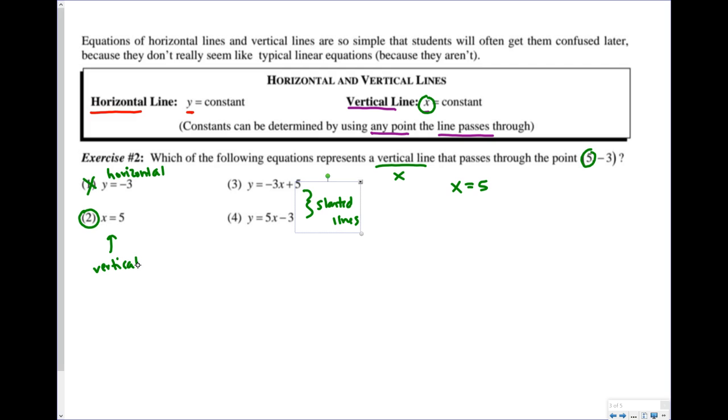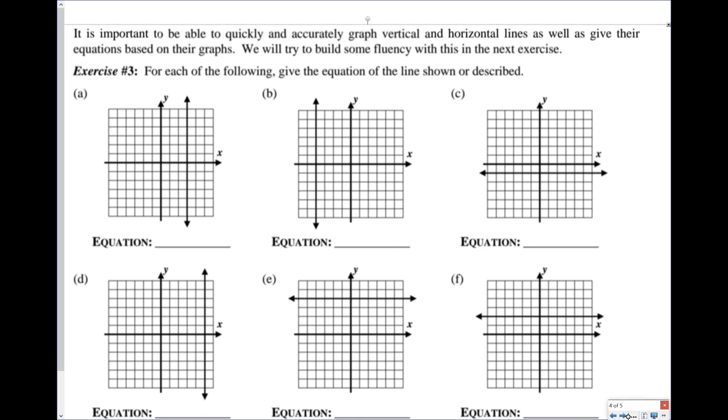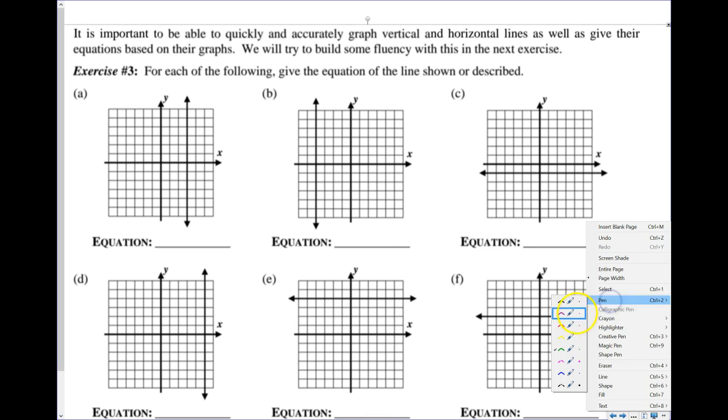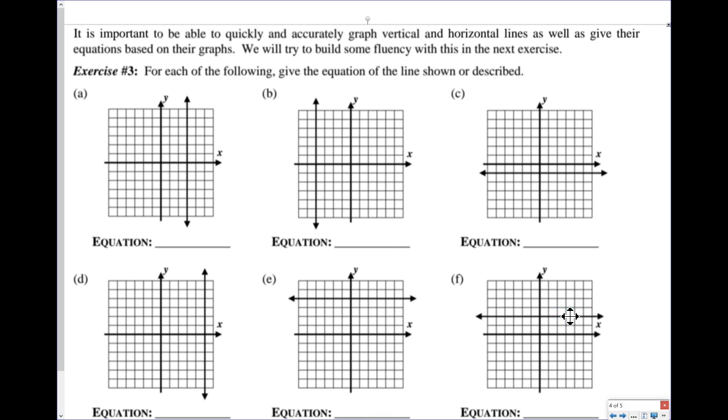Okay? All right. Next exercise. This is a bunch of practice, so I'm going to do a couple here. There are 6 of these problems where they give you a graph and you have to just write the equation. I'll do the first 2, and then I want you to pause the video and try the rest on your own. Or you could pause right now and try this by yourself quickly too. For each of the following, give the equation of the line described. Pause whenever you feel like you can try some on your own.